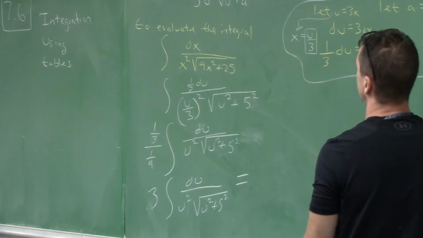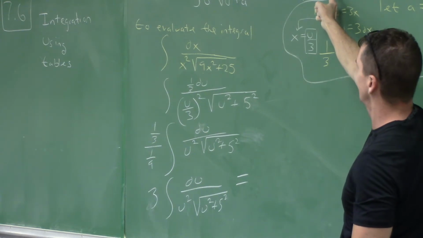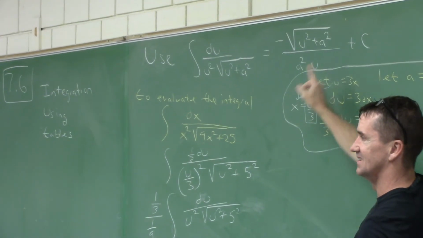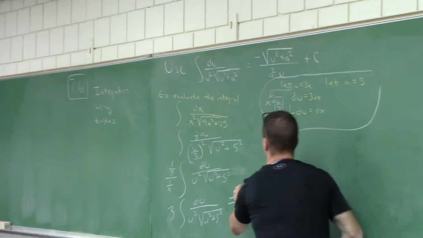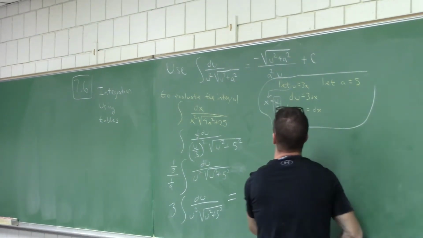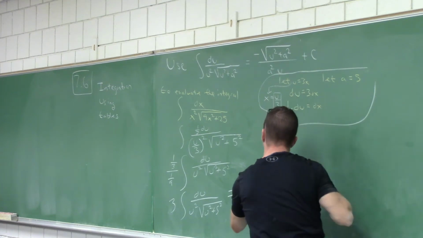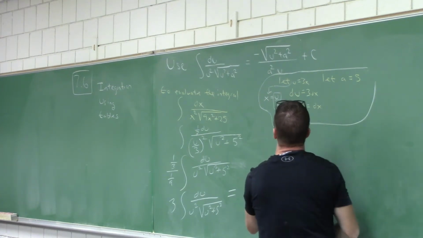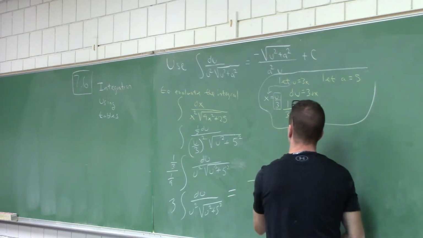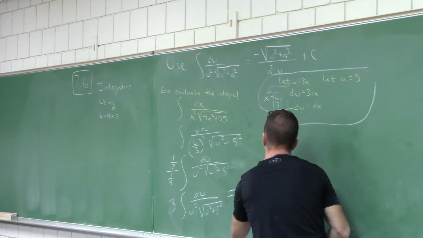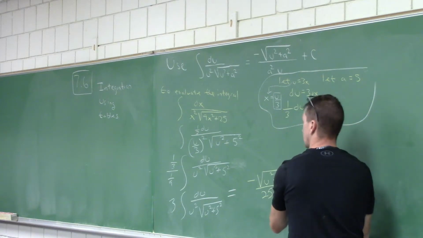Now it's time. Now we're going here. It's just giving us the solution. Let's type it out. What's it going to be? Write it out. Negative square root of u squared plus 25, all over 25 and the letter what? U. Plus a constant, right?